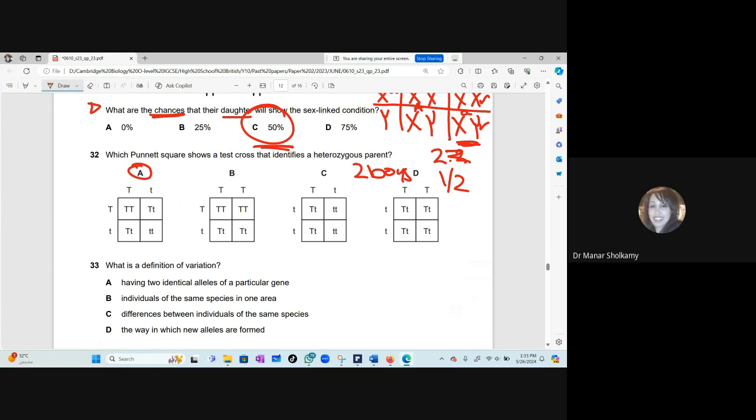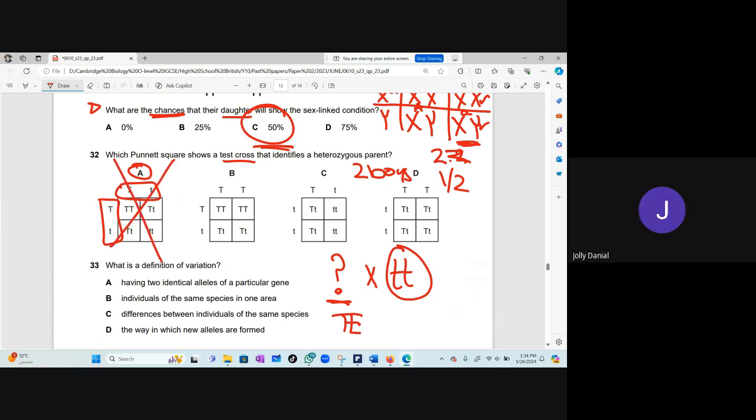What is a test cross? A test cross means I have an unknown parent that will be crossed with homozygous recessive. And they're telling me that this unknown parent is heterozygous. So this unknown parent has to be T capital T small. A is 2 heterozygous parents. So A is wrong. Are you with me? Yes. Of course it's C. Why? Because I have 1 heterozygous parent and 1 homozygous recessive parent, exactly a test cross.